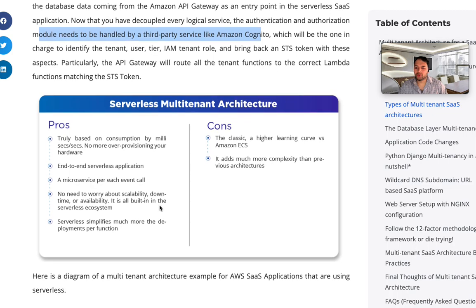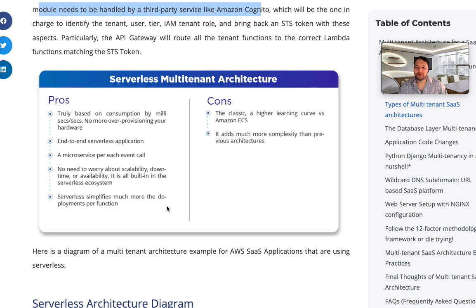Okay, so here we are again talking about the pros and cons of the serverless multi-tenant architecture. So the serverless multi-tenant architecture is based on consumption by milliseconds and no more over-provisioning your hardware, end-to-end serverless, microservice for each event call, no need to worry about scalability, downtime, or availability. It's all built into the serverless ecosystem, and it simplifies much more the deployments per function. The cons, again, are a higher learning curve versus Amazon ECS and adds much more complexity than previous architectures.